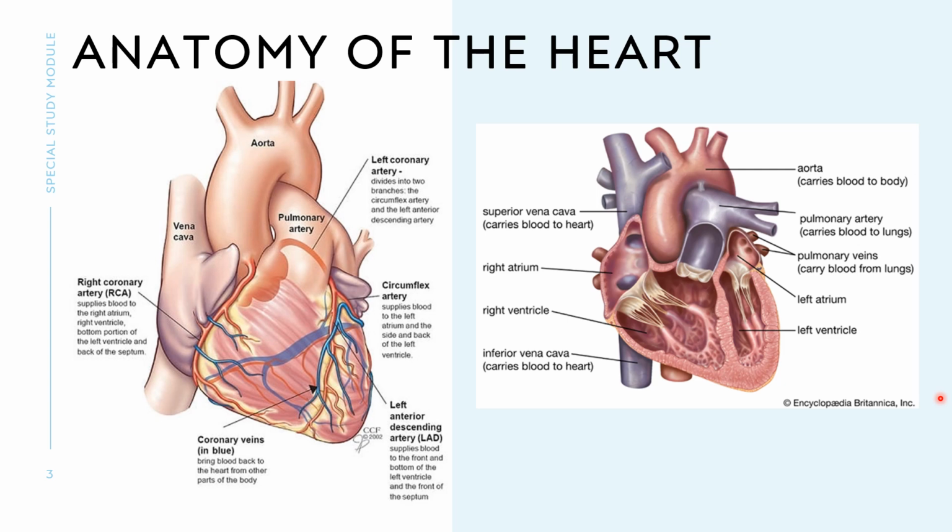Basically, the heart is made up of four chambers that are the right atrium here, the right ventricle, left atrium, and left ventricle. There is a wall that separates the right atrium and the left atrium, and this wall is called the interatrial septum. The same goes for the right ventricle and the left ventricle. They are also separated by a wall called the interventricular septum.